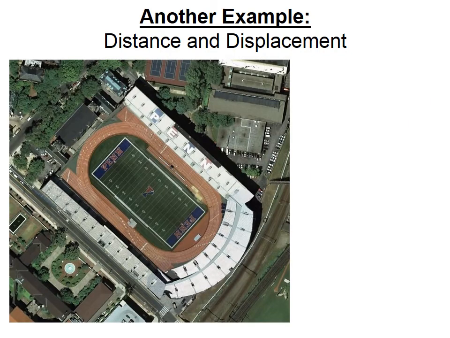Here's another example of distance and displacement. So say you make it to Penn Relays, and you're going to run around the track at Penn State. You start at the orange X. Travel 1 lap around the track. What's your distance and what's your displacement?